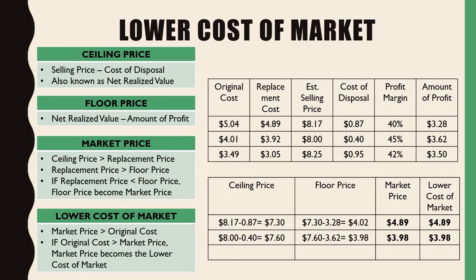Okay, now let's do the very last one. If I originally purchased something for $3.49, and now the market is telling me it's $3.05, I originally sell it at $8.25. To dispose of it is going to be 95 cents, and my profit amount is going to be $3.50. So how do I determine the ceiling, floor, market, and lower cost?